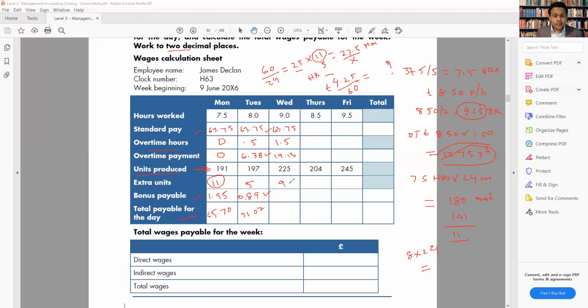And the final question, that's the tricky one. How much will be the bonus for the 9 extra units? The same way we did before. So 2.5 per minute. So times 9 minutes, it will give you the total minutes. And after that, you multiply with that 4.25 over 60, whatever it is. You multiply this and that will give you the result. 1.59. Very well done.